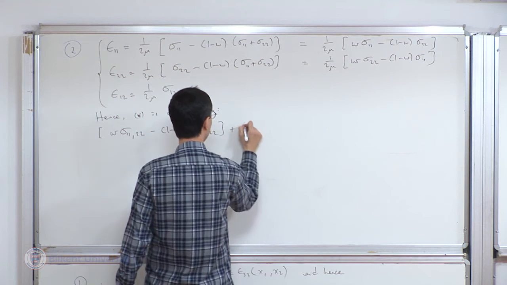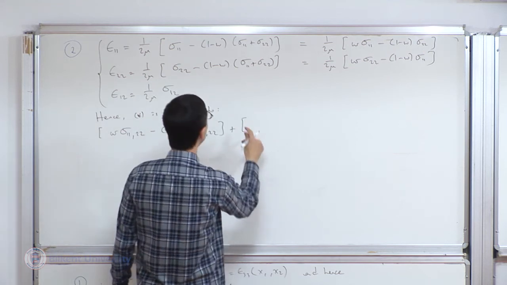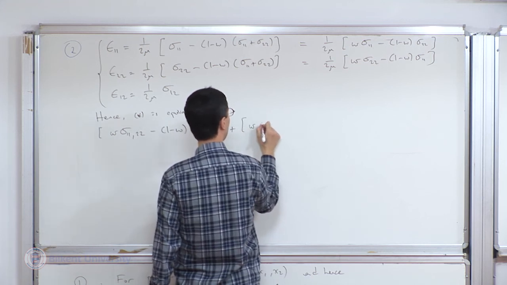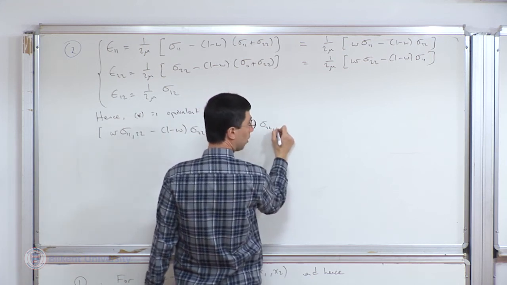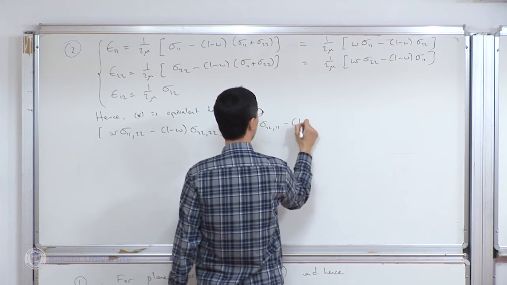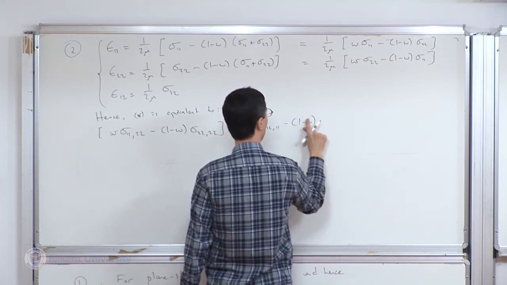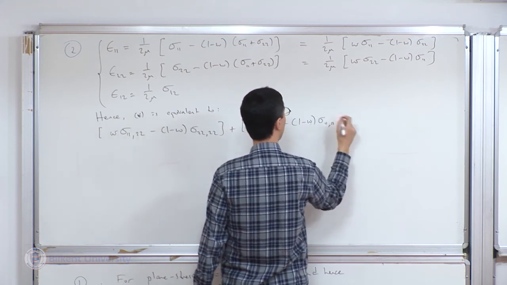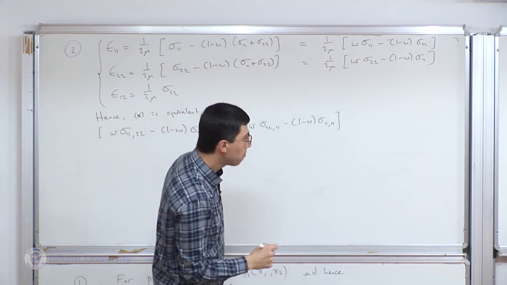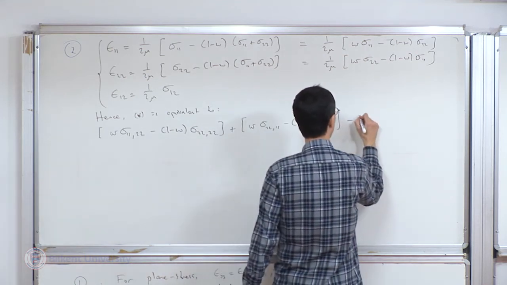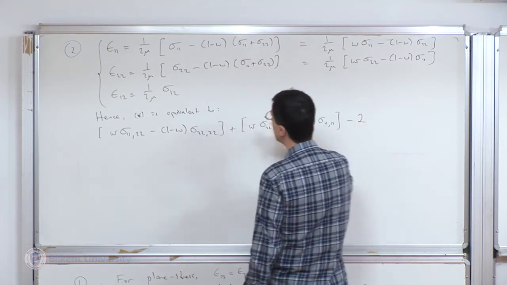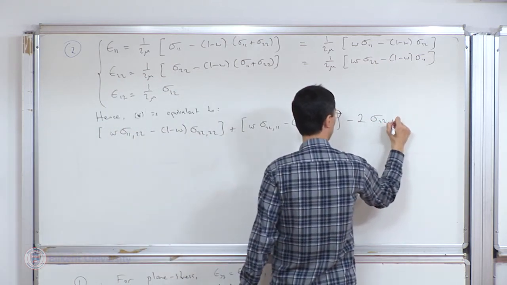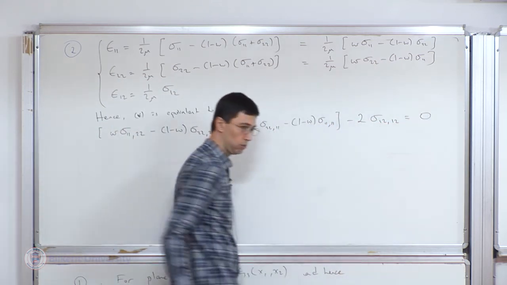The second one, epsilon 2,2, comma 1,1: omega sigma 2,2, comma 1,1 minus 1 minus omega sigma 1,1, comma 1,1. And that's it. And then minus 2 multiplying sigma 1,2, comma 1,2. And that has to be equal to 0.